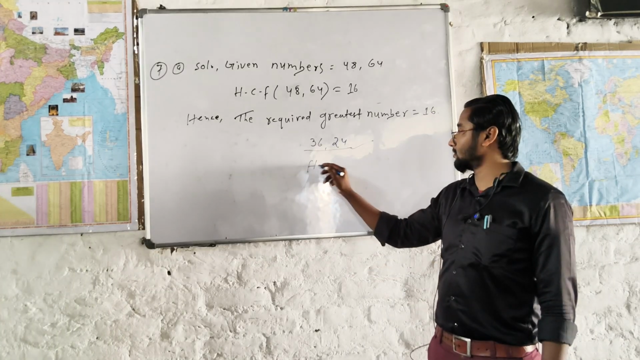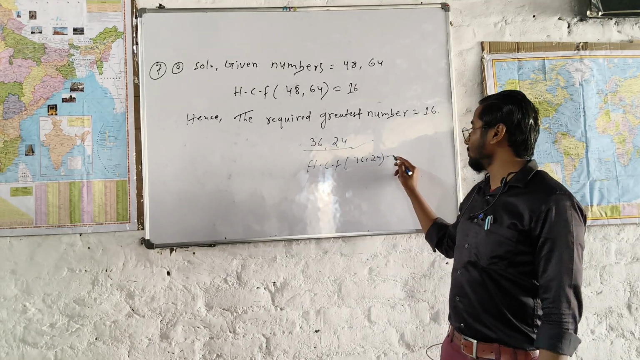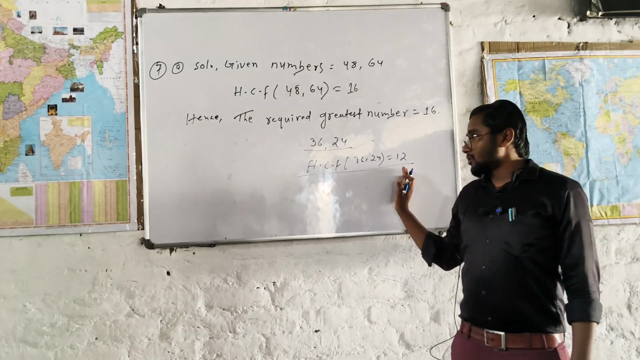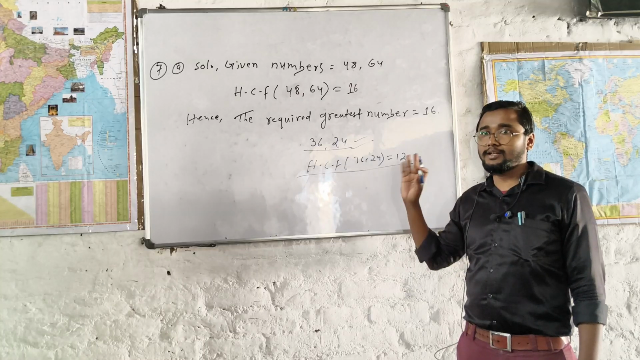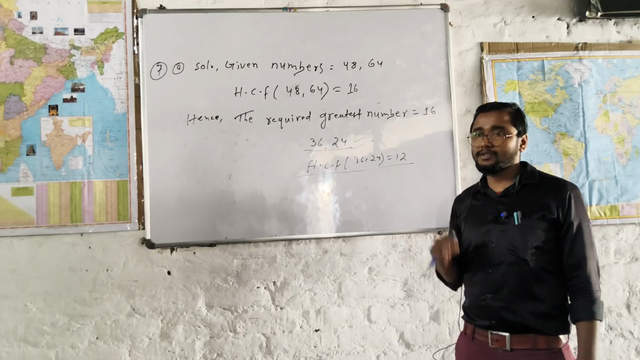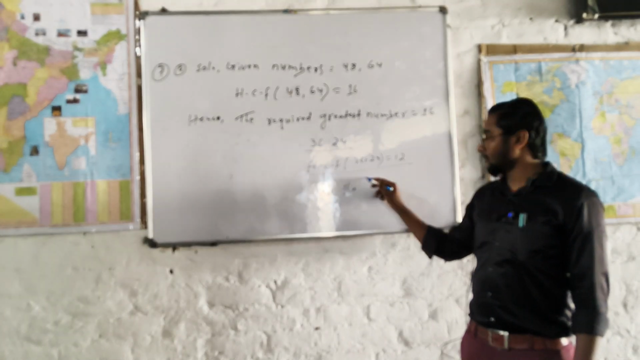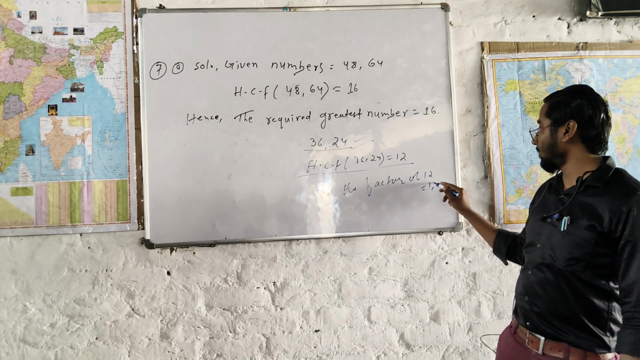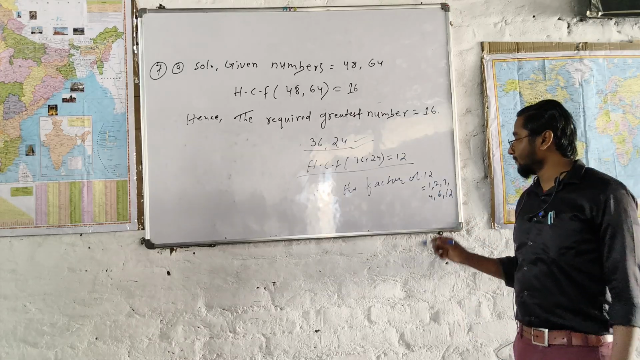You tell me what is the HCF of 36 and 24. You will get 12. So we can say 36 is divisible by 12, you will get remainder 0. 12 times 3 is 36, remainder 0. 12 times 2 is 24, you will get remainder 0. And all the factors of 12, you tell me what they are. 1, 2, 3, 4, 6, 12.